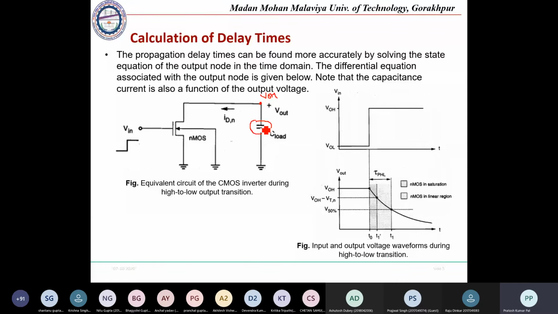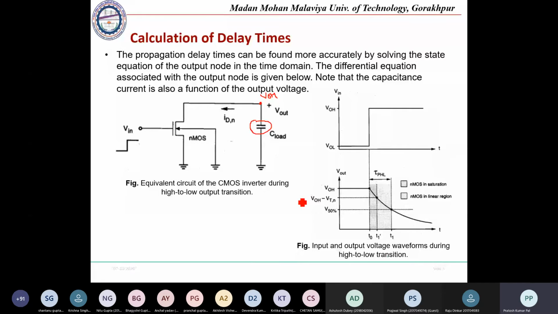Once this capacitor is discharged, the output will be the low value. Once the capacitor has charged to the VOH value and it is switching from high to low, the capacitor will be discharging through the path when the driver transistor, that is the NMOS, is turned on. When it is on, it will discharge the capacitor. Once the capacitor is discharged, we will separate in which particular mode this transistor is operating.